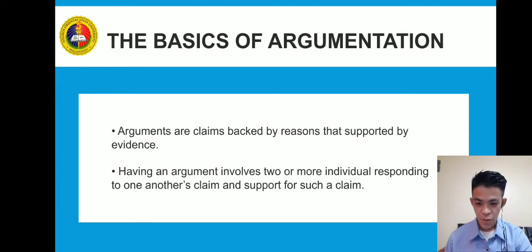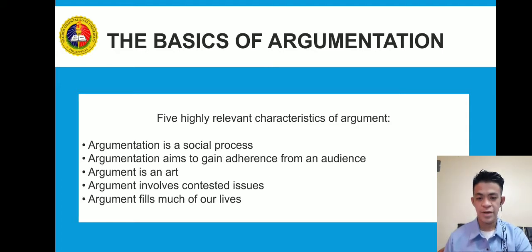There are five highly relevant characteristics of argument. First, argument is a social process. As a process, arguments unfold based on contributions of the dialogue participants.